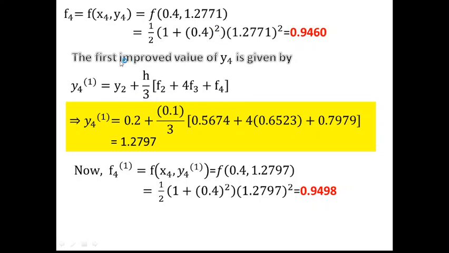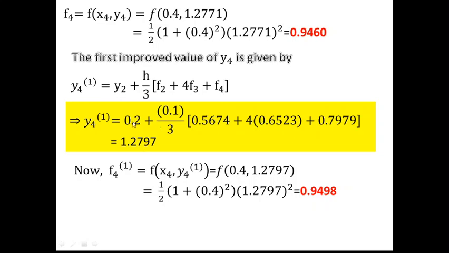Now let's improve the value of y4 by making use of the corrector formula. So the first improved value of y4 is given by y41 equal to y2. Note here, it is not y0. Generally, students make the mistake of writing it as y0. So it is y2 plus h by 3, f2 plus 4 f3 plus f4. Again, all the values are known to us. Just put the values.